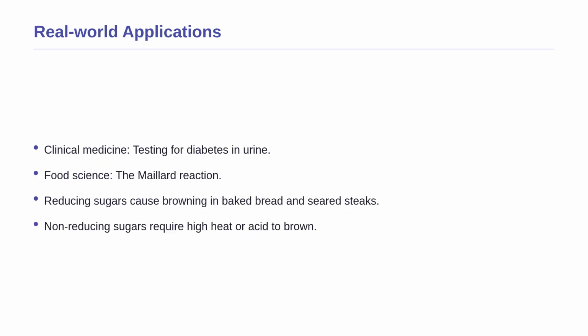Now that we understand the molecular structures, why do we care about this in the real world? This concept is incredibly important in both medicine and food science. Historically, doctors used the reducing property of glucose to test for diabetes by checking a patient's urine. In the food industry, reducing sugars are directly responsible for the Maillard reaction. This is the complex chemical process that gives browned foods like baked bread and seared steaks their delicious flavor. Non-reducing sugars, like sucrose, will not undergo this browning easily unless they are broken down first.